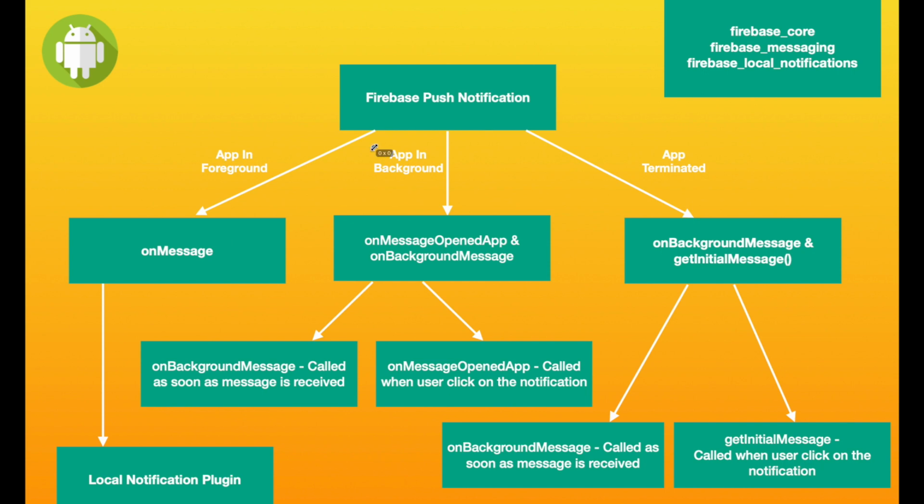Now the other state is when the app is in background. When the app is in background, we will handle push notification using two methods. One is onMessageOpenedApp and another one is onBackgroundMessage. onBackgroundMessage is called as soon as the message is received. As soon as the message is received, this onBackgroundMessage will be called, and you will have some message, some data, some message payload with you in your code, right? So you can do whatever you want to do in that scenario with the message.